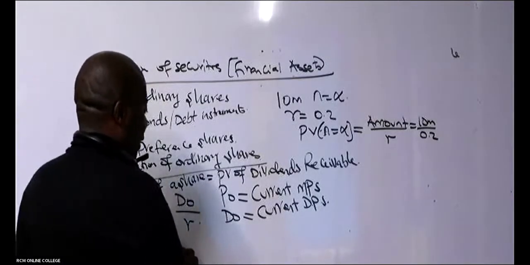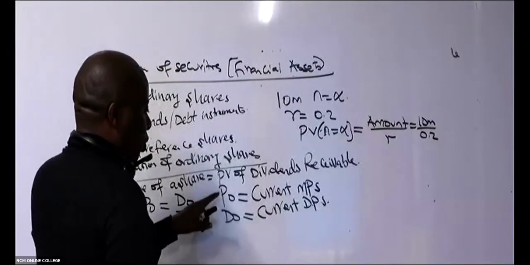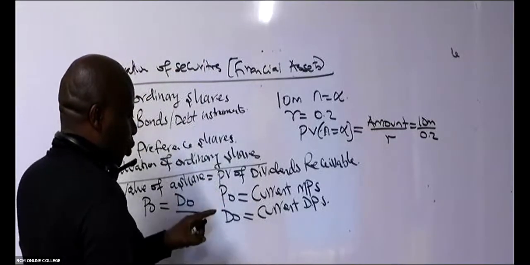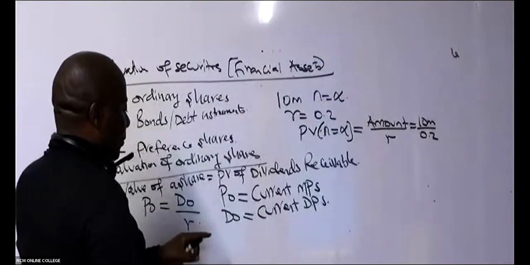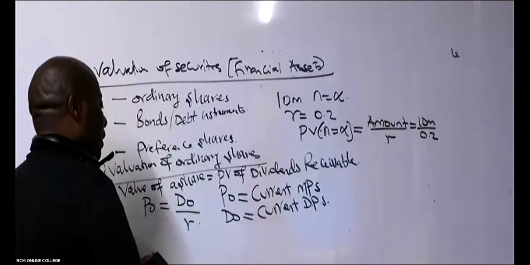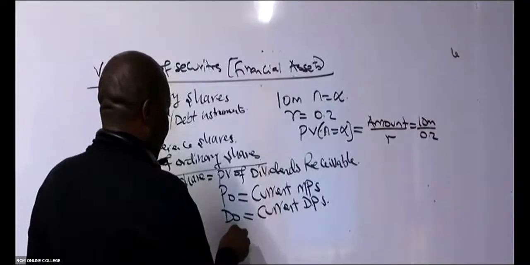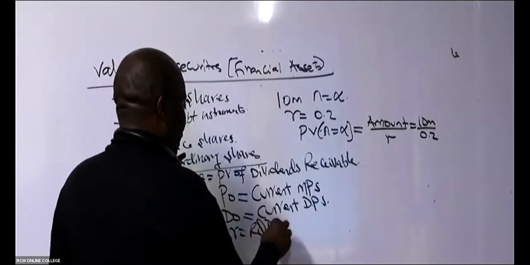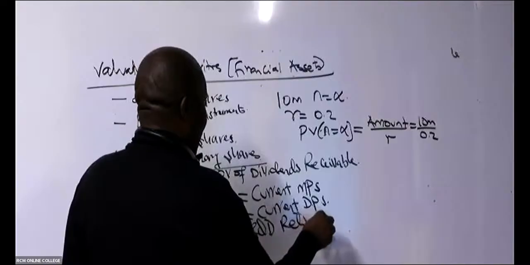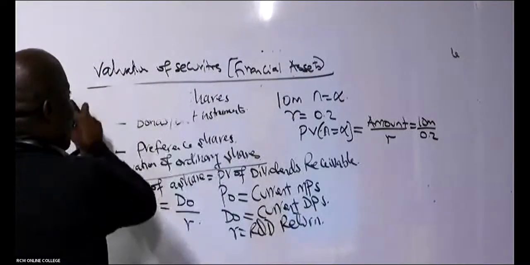Yeah. So then we have P0 stands for current market price per share, in full. D0 is the current dividend per share. And then this R is a required return.